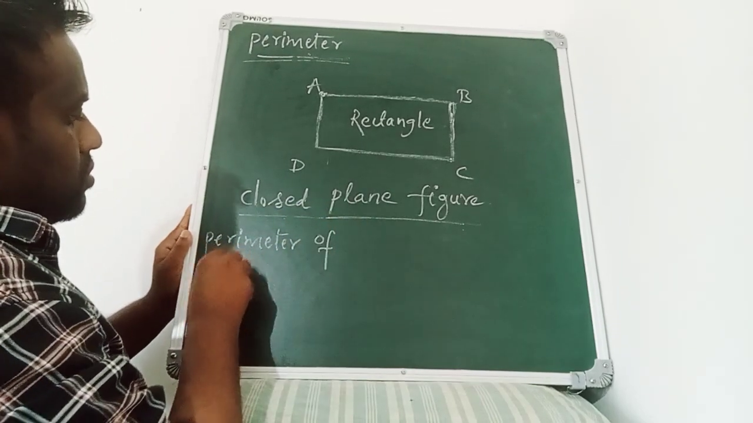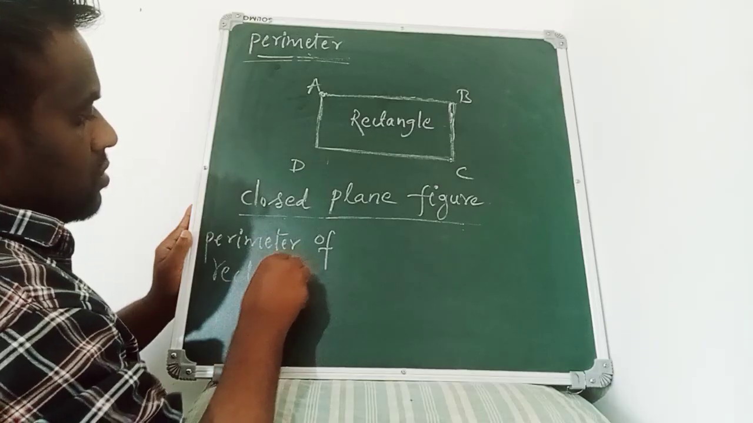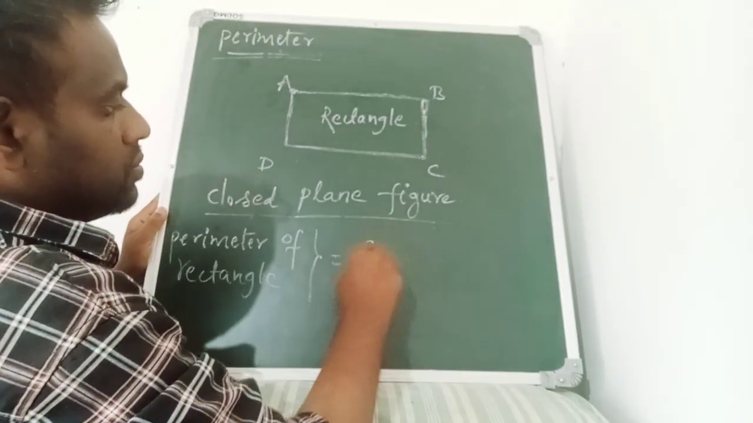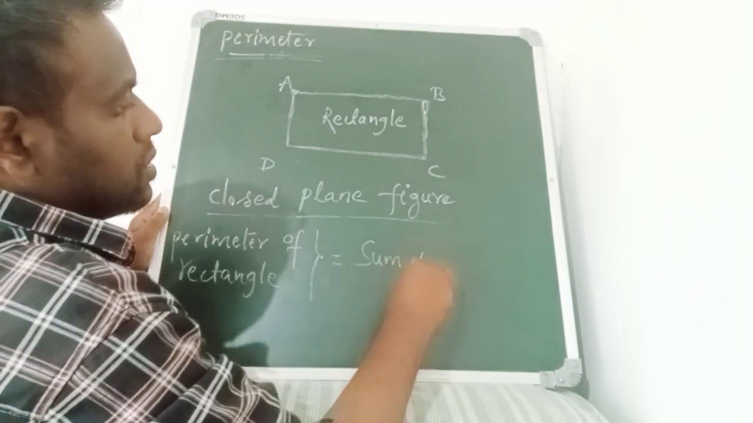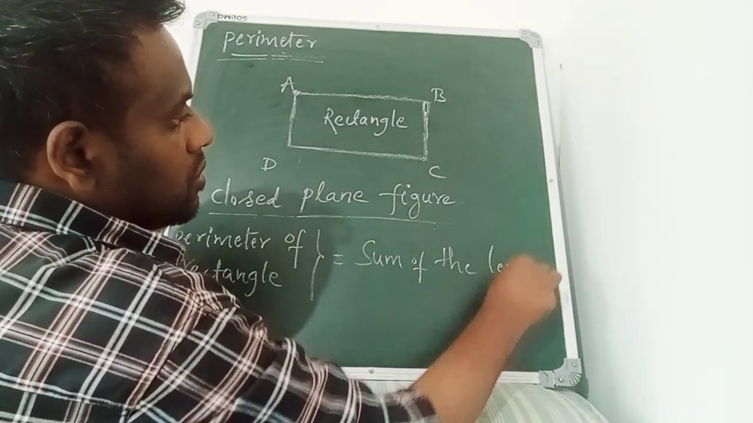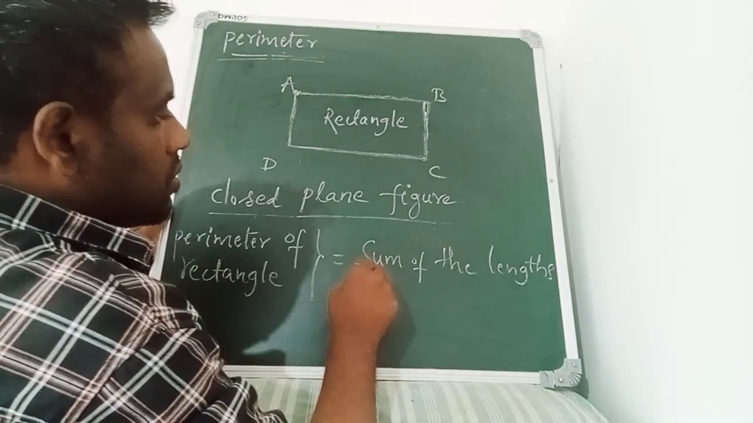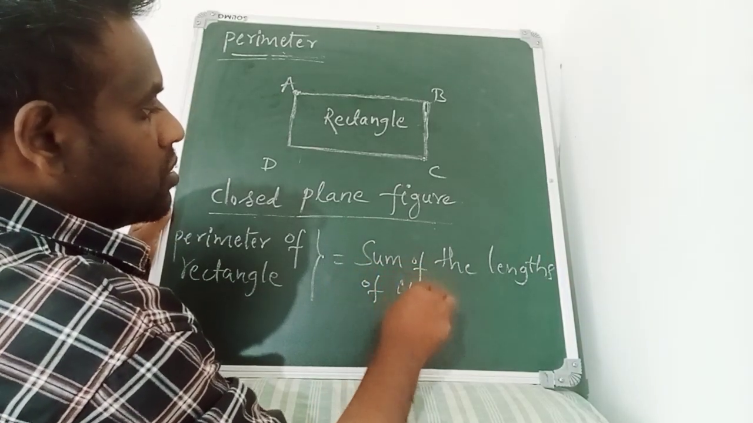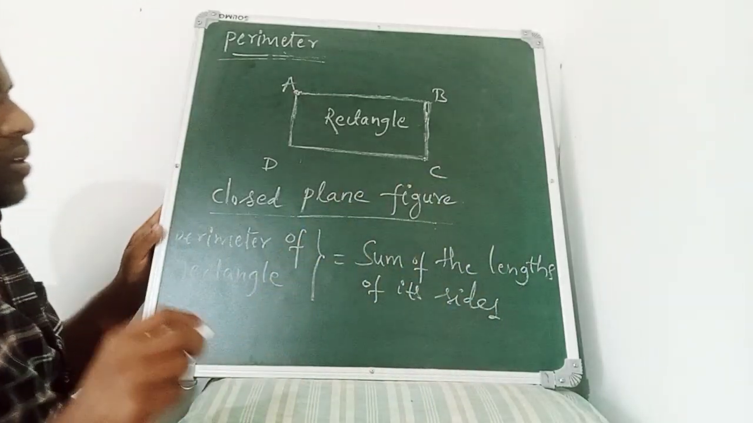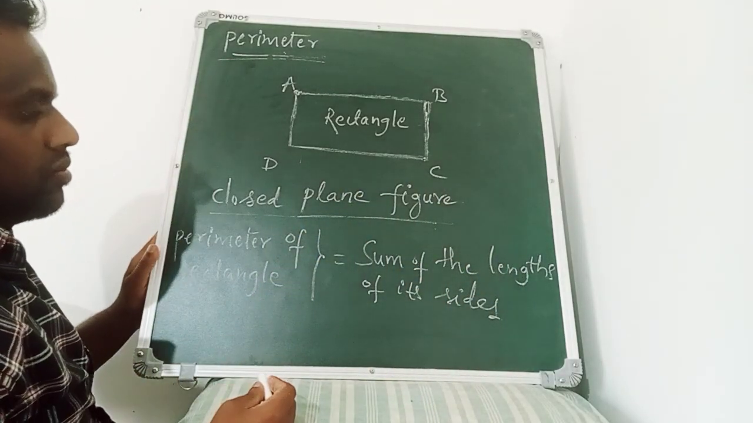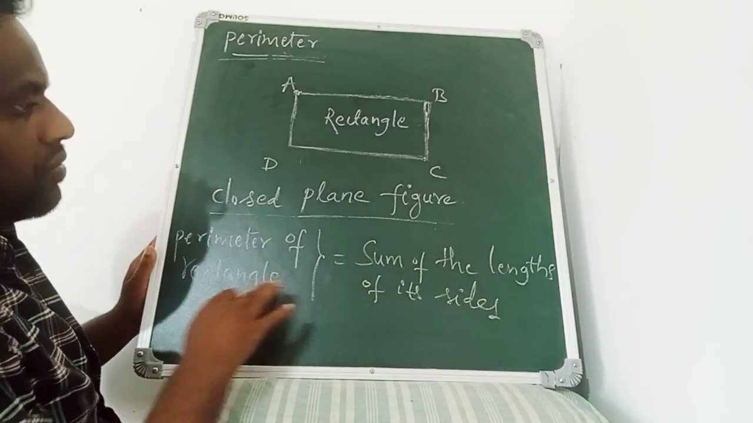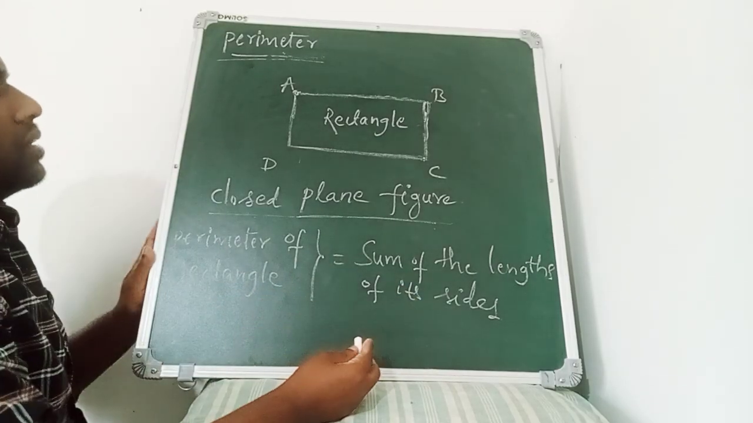Perimeter of a rectangle is equal to the sum of the lengths of its sides. Okay. This is the formula for the perimeter of a rectangle. Okay.